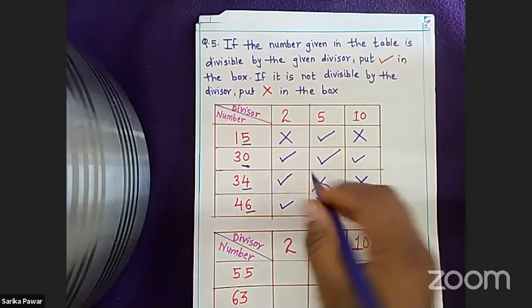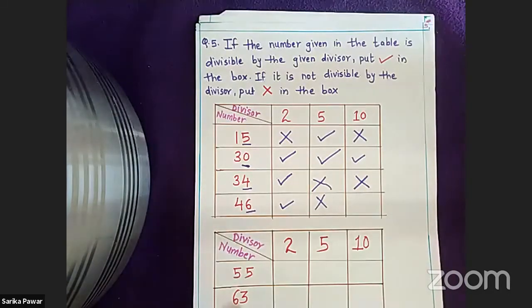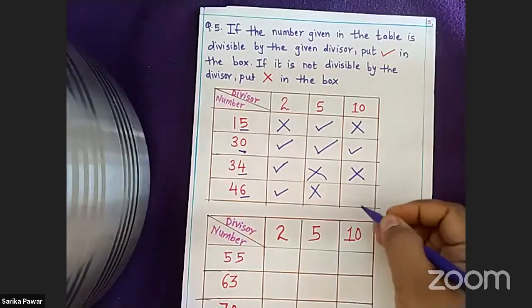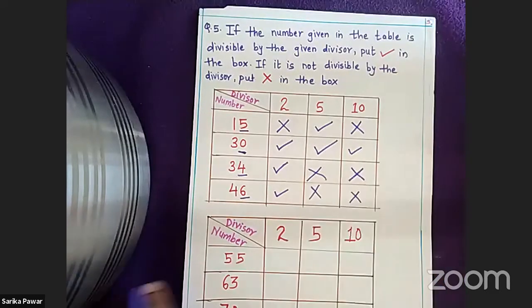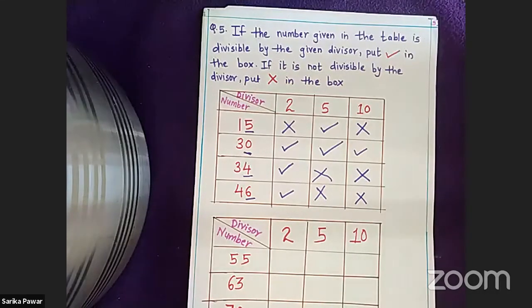Very good. And the divisibility of 10. Is number 46 completely divisible by 10? Yes or no? No. Very good. What's your name? Venkatesh Prashant. Very good, Venkatesh, very good.